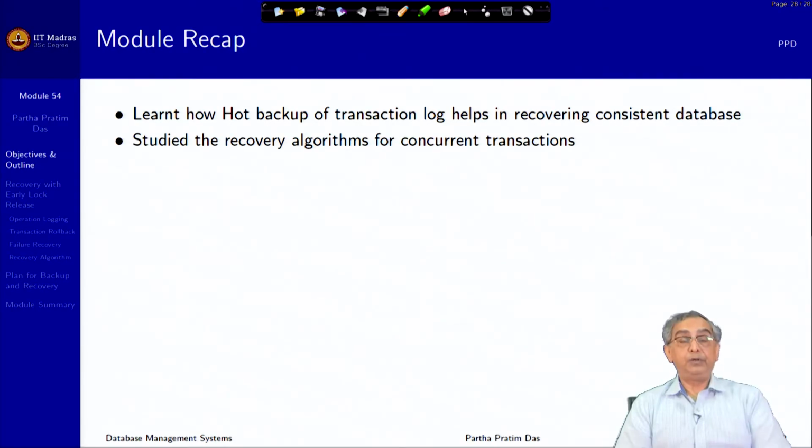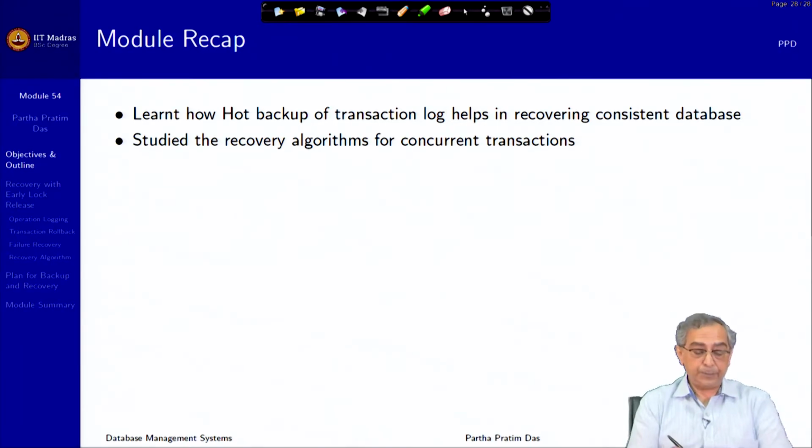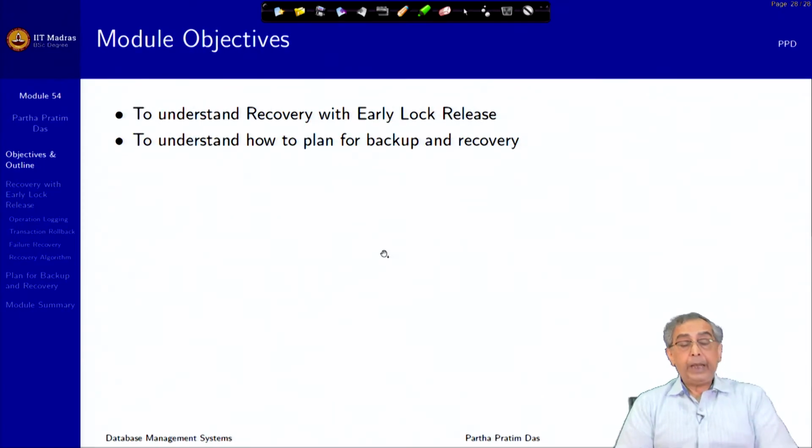In the last module, we saw how hot backup of transaction log can help recovering to a consistent database, and then based on that we understood and saw an example of recovery algorithm for concurrent transactions. In this module, we will take this issue of recovery to some final realistic levels.